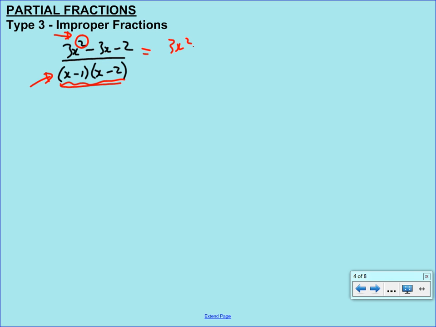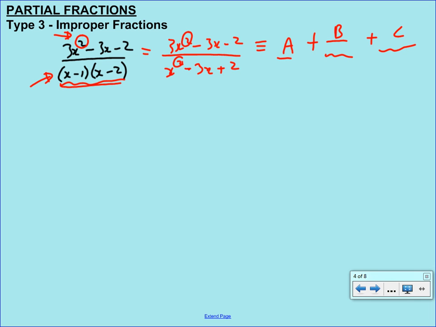So I get 3x squared minus 3x minus 2 over x squared minus 3x plus 2. Right, so the denominator and numerator have the same highest order of x, which means I have an improper fraction, which means I must perform algebraic long division first, okay? Because I know this is going to give me the form of just a constant, I need to find what that is, plus B over some linear factor plus C over some linear factor, okay?